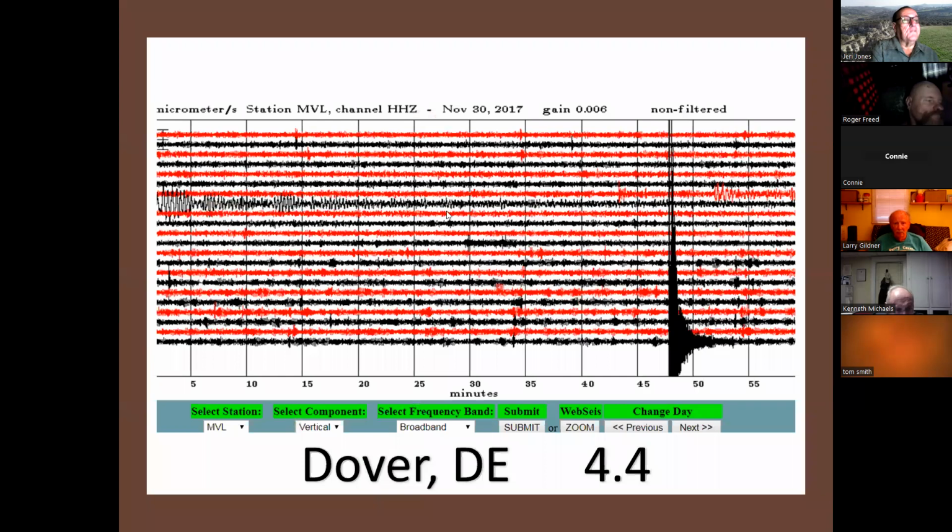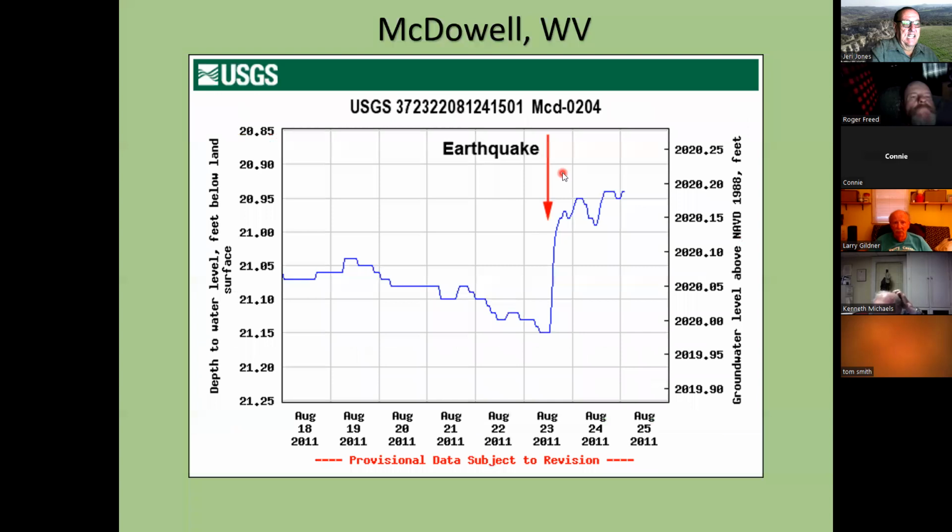Dover, Delaware. Here's one from Dover, Delaware. That happened under the coastal plain, which is sometimes an active area. Maybe where the coastal plain sand is resting on top of a bedrock, if you want to call it that. That shows some movement. So that was a 4.4, 2017.